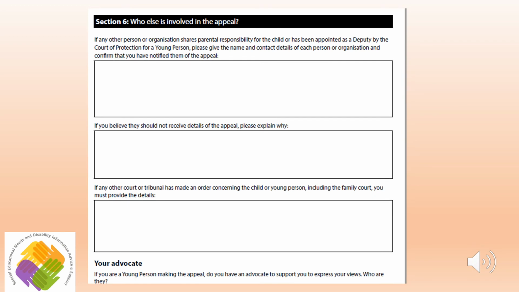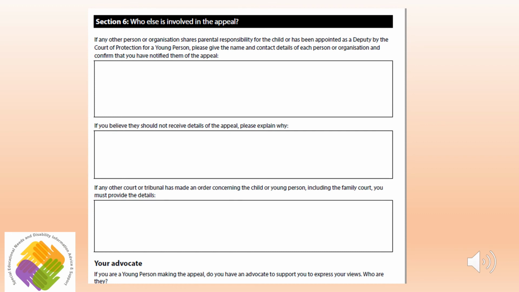Section 6 asks about anyone else who is involved in the appeal and could be a person or organisation who shares parental responsibility. It also asks about any orders made concerning the child or young person. If this applies to you, you must provide information on this.